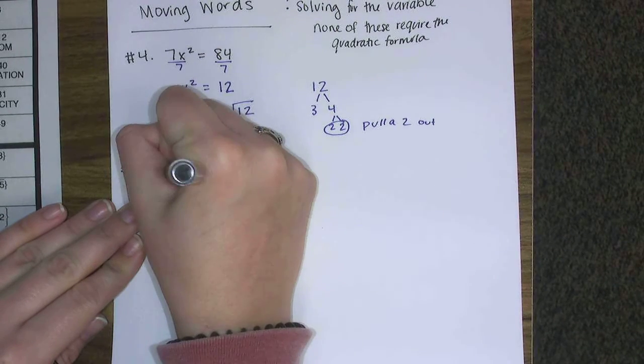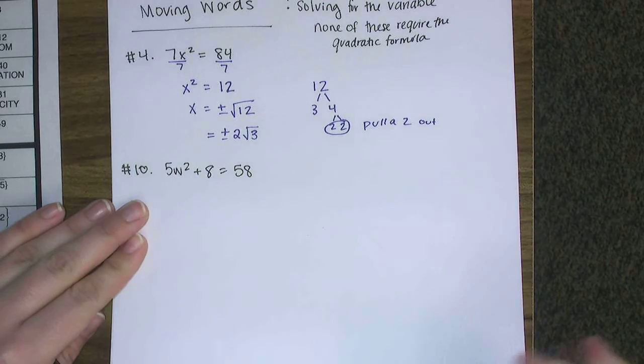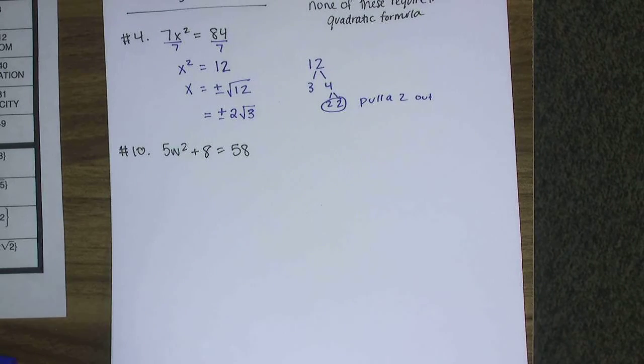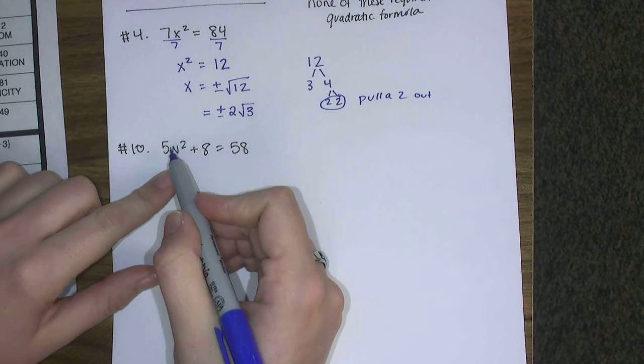is 5w squared plus 8 is equal to 58. Alright, so I need to get, in this case, w by itself. So the first thing I need to do is I have to subtract 8. I can't divide first, I have to subtract first.